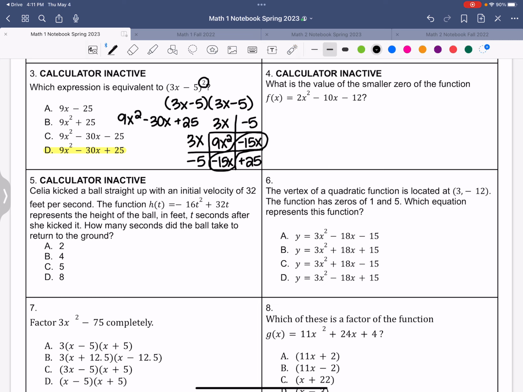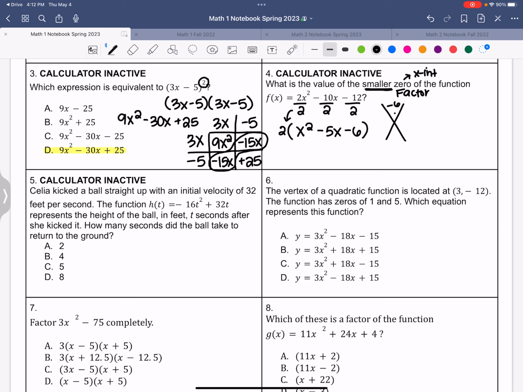Number 4. What's the value of the smaller 0? Pay attention to that smaller 0. A 0 is just an x-intercept or a solution. So to find that, we need to factor again. And so to do that, we have a greatest common factor again. All of these are divisible by 2. So let's bring that in front and divide. That would be x squared, negative 5x, negative 6, and x chart this guy.